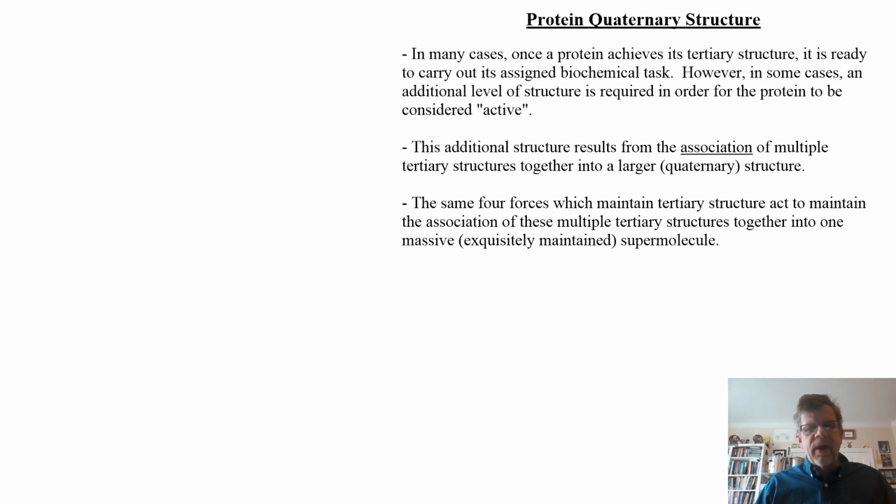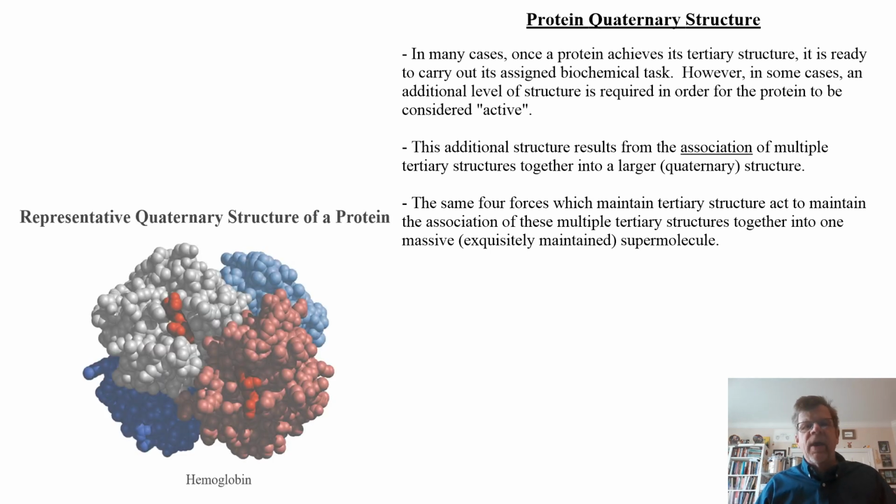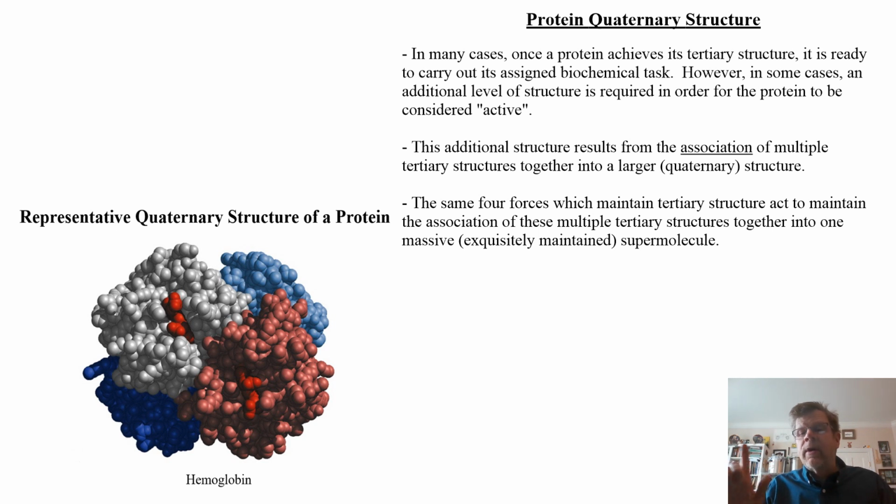Now, with the case of quaternary structure, this is where we get associations of different tertiary structures, different very large molecules coming together, and they associate together. That's an important word, associate, because it does not mean covalently bond together. There are no covalent bonds holding them together. It is an association. A good example of this would be the globular protein hemoglobin, as a representative quaternary structure of a protein.